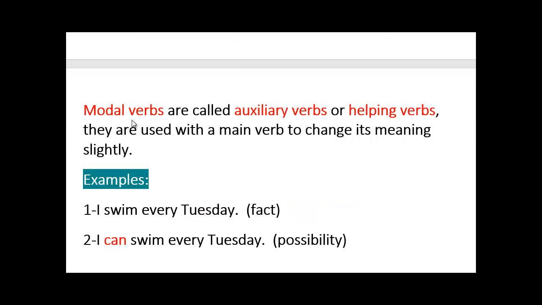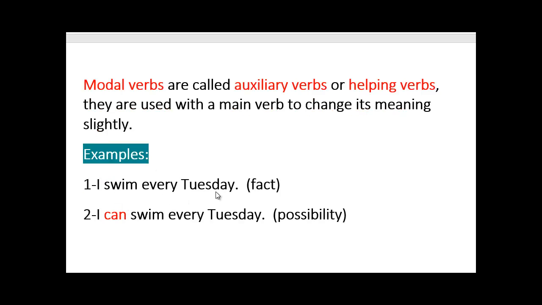We said that modal verbs are called auxiliary verbs or helping verbs, because they are used with another verb, a main verb, to change the meaning slightly. Here's an example of a sentence. I swim every day. Someone is saying a fact. He swims every day. I can swim every day. That is a possibility. He's saying that he can do it. He's not saying a fact here. So adding can, as a modal verb, changes the meaning of the sentence slightly.